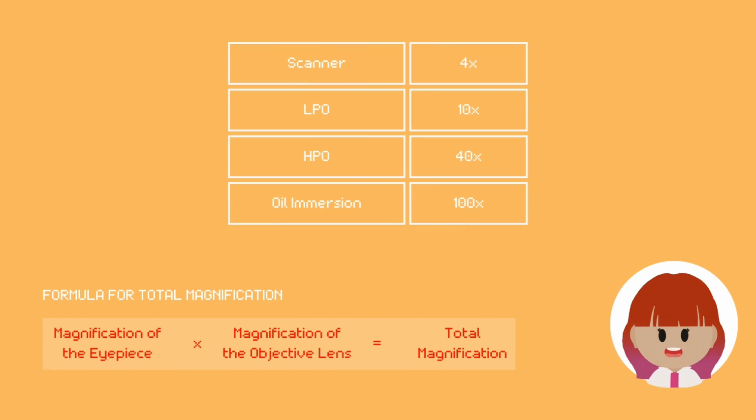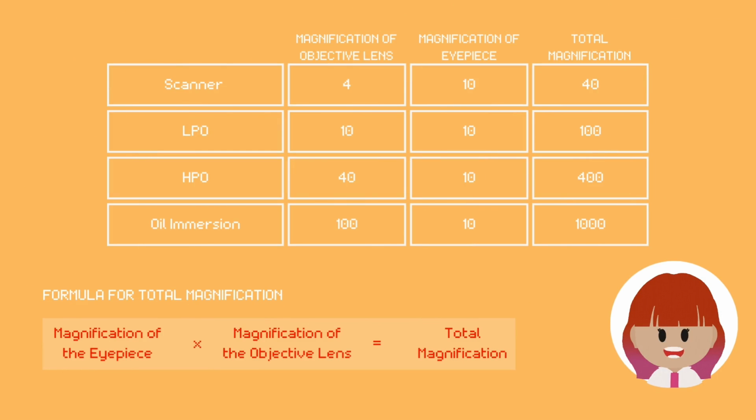So, in order to get the total magnification, you must multiply the magnification of the eyepiece by the magnification of your objective lens. Let's go back to the 4 objective lenses. But now, let's apply the formula. We've got the total magnification of each lens, which is 40 times, 100 times, 400 times, and 1000 times.